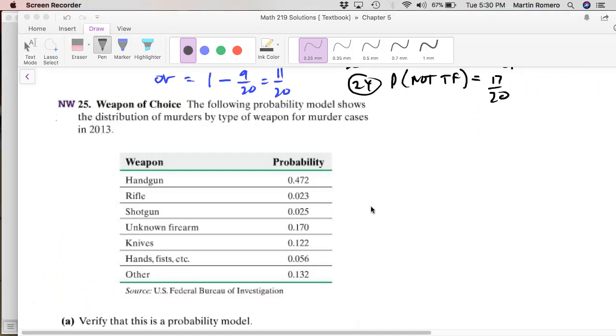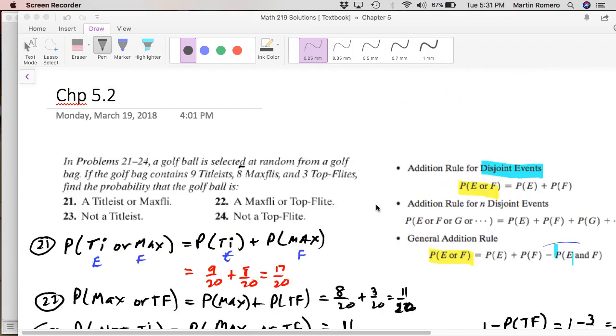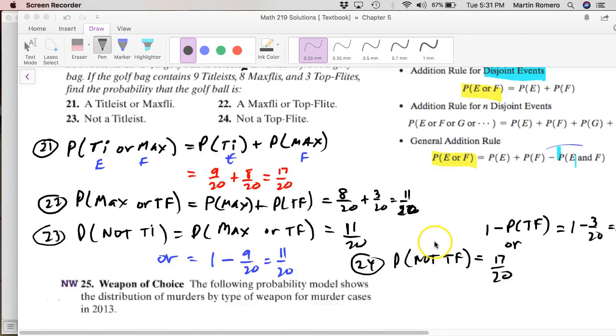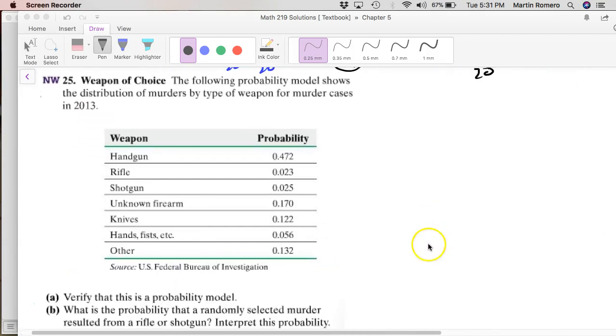Okay, this is the continuing of problem number 25 from homework 5.2. Again, we're going to use some combination of these formulas to answer these questions here. So let's go ahead and get started.